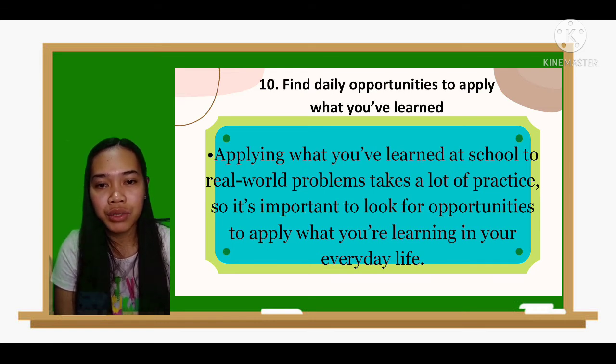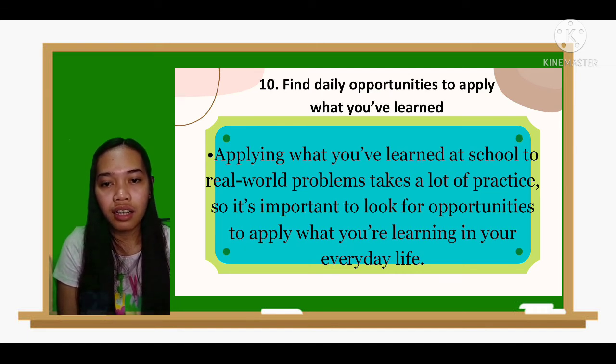Applying what you've learned at school to real-world problems takes a lot of practice. So it's important to look for opportunities to apply what you're learning in your everyday life. For example, if you have been studying a new language, make a conscious effort to remember the foreign names of different objects around the house when you get up in the morning. If you just attended a customer service training course, try to employ one of the new strategies you've learned about when dealing with customers on your first day back at work.